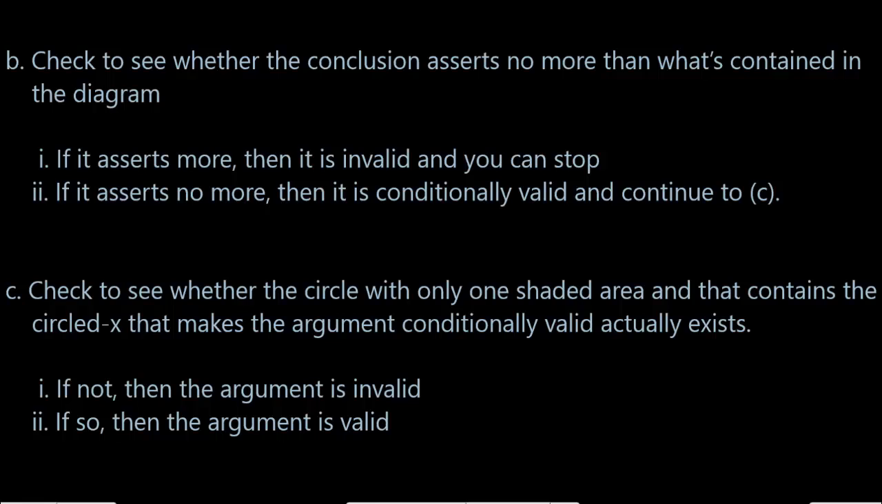And that's what the circle around the X, in the case of the circle X, reminds us. It reminds us that at this point we've only got conditional validity, and we need to check to see whether the thing that X denotes actually exists. So we look at the term corresponding to the circle that has the only one shaded area in it, and we ask ourselves whether that thing exists. If it does actually exist, then the argument is valid. But if not, then the argument is invalid and commits the existential fallacy.